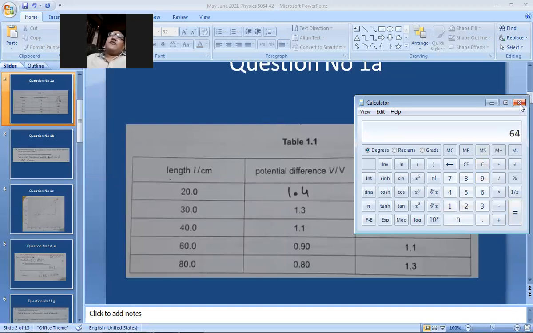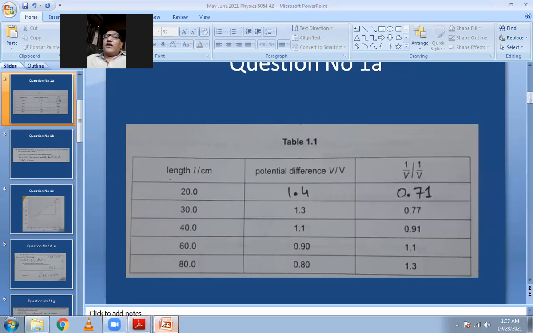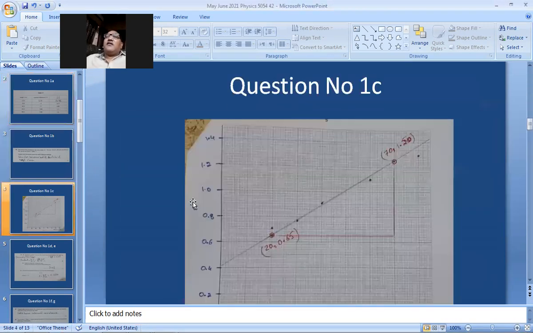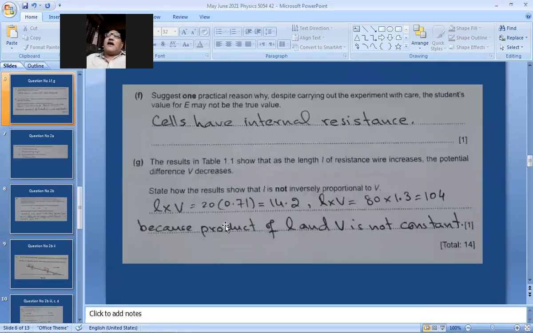So if the products are not the same, it means these two quantities are not inversely proportional to each other. When I wrote my answer, instead of using the value of V, I used the value of 1 by V. You can use the value of 1 by V, but actually you should have used the value of V. I have shown you on the calculator that the product of L1 V1 and L2 V2 is not the same, because the product of L and V is not constant, so they are not inversely proportional to each other. So that's question number one, G part.